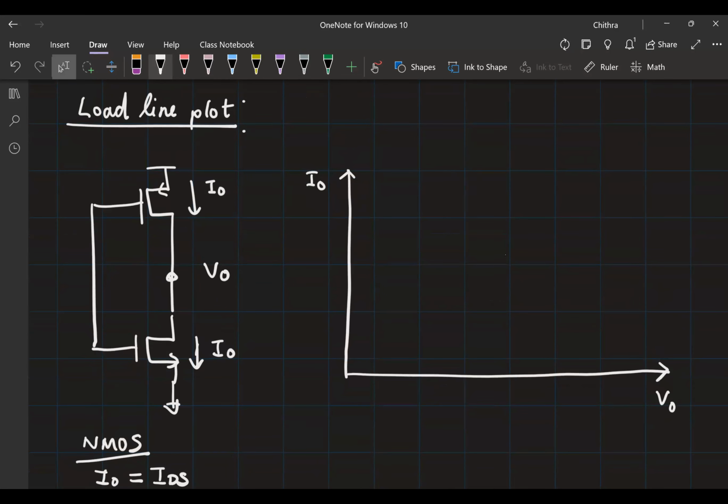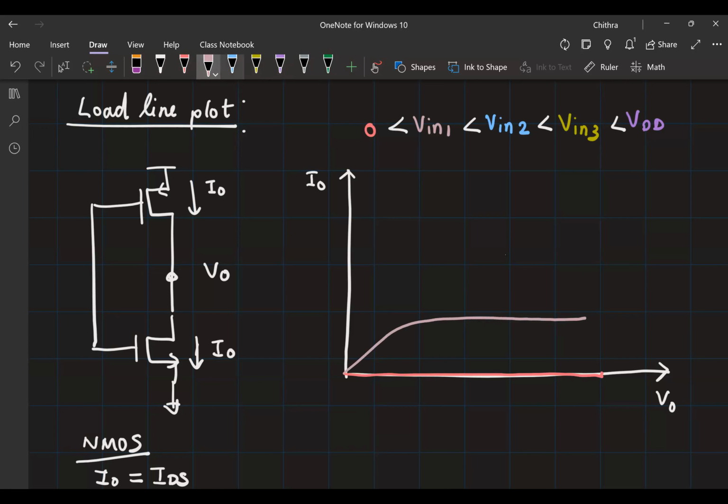Now we'll do this for multiple voltages. Let's say 0, Vin1, Vin2, Vin3, and finally VDD. And of course, the relationship between them is as follows. This we should be able to do very quickly. For 0, the current is 0. Vin1, the current will look like this. Vin2, Vin3, and finally VDD.